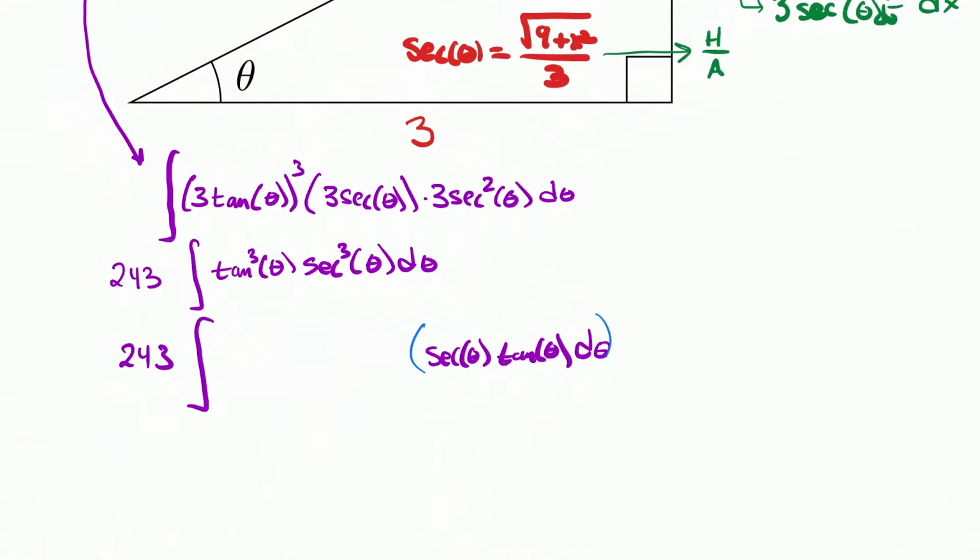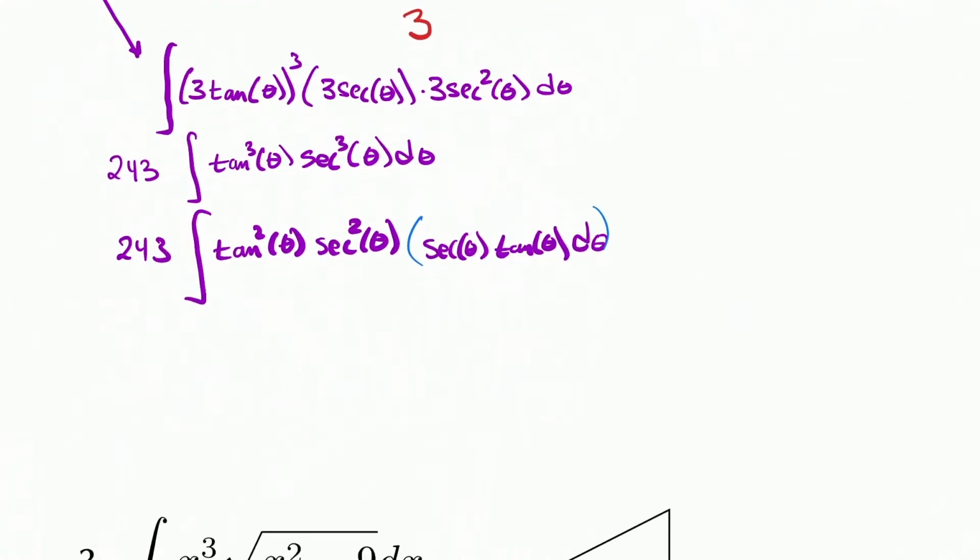And so that'll leave me, when you do it this way, you'll be left with two tangents and two secants. It's the two tangents that I'm really interested in. So let's just do one more step. Specifically, I can take those two tangents and change them into secant squared minus 1.